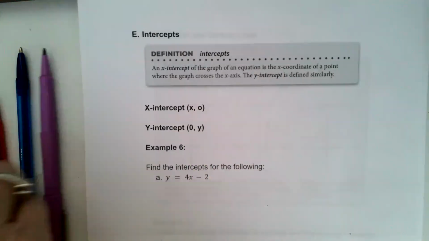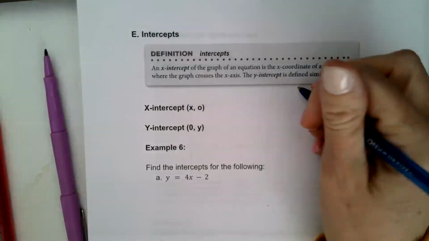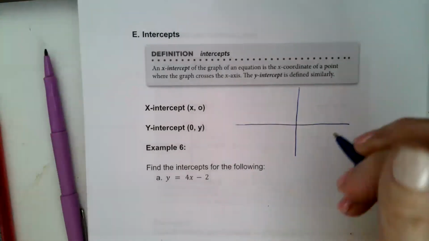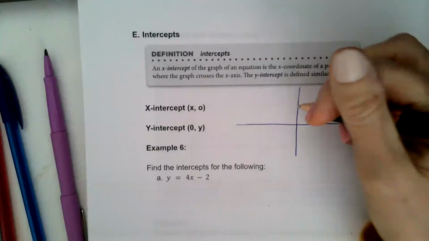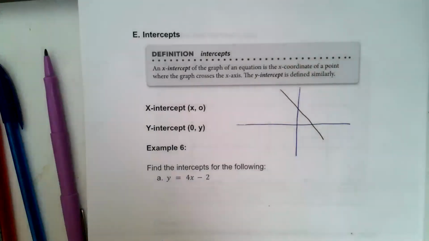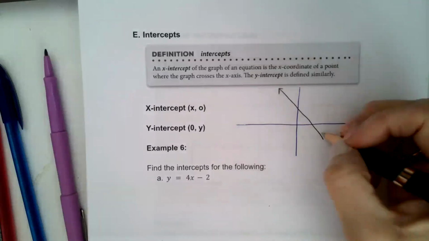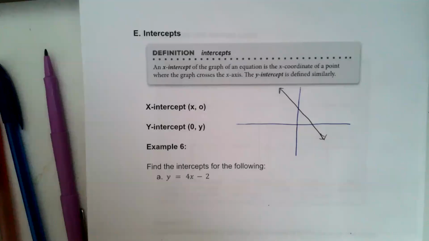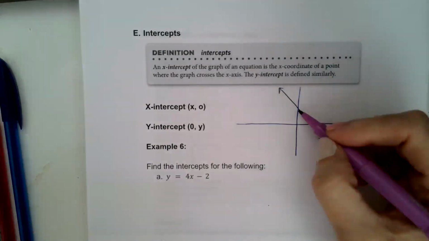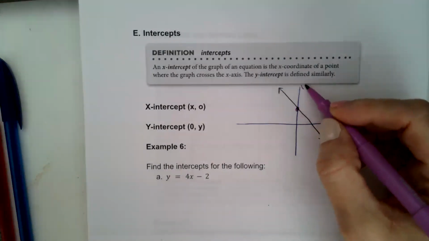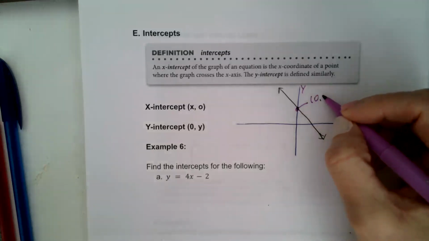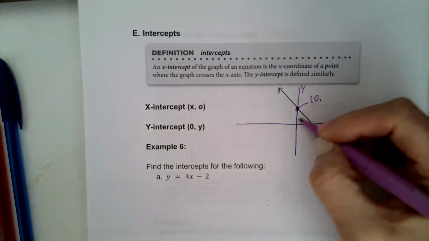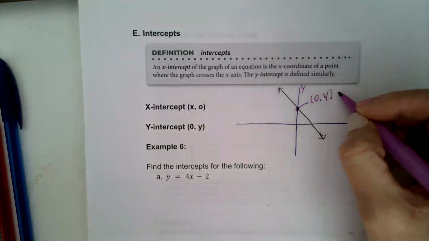Okay. So if we were to draw a graph here, let me draw a line. This is my line here. And this point right here is crossing the y-axis. This is my y-intercept. When x is 0, it's my y-intercept.